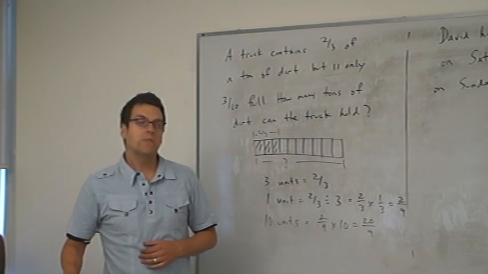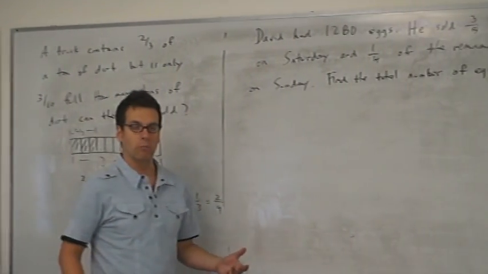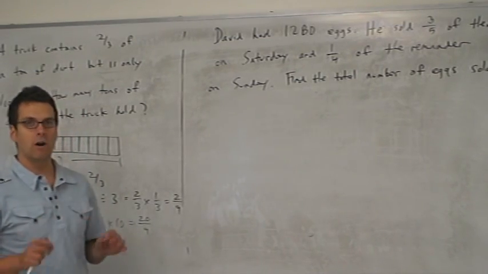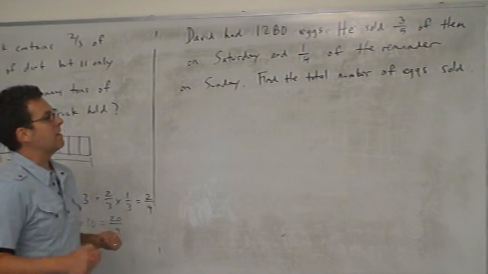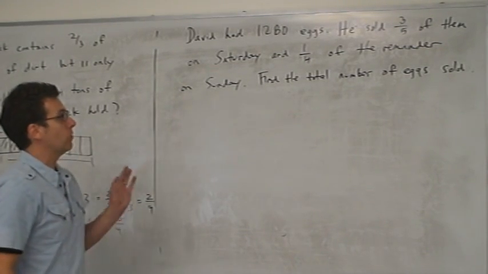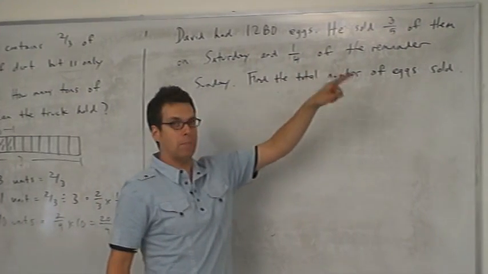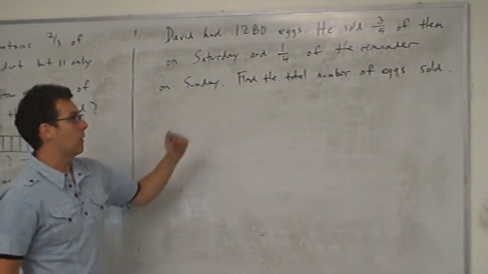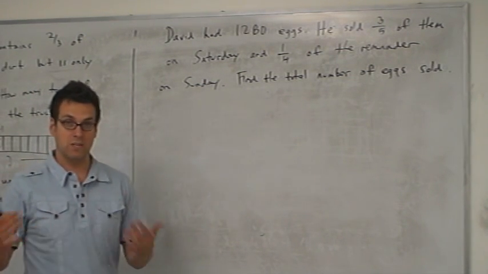Okay, now the next problem we're going to look at is also taken from a 5th grade Singapore book, and it's a little bit different than the problems we've looked at so far, in that it involves remainders. So it's a 2-step problem involving remainders. David had 1,280 eggs. He sold 3/5 of them on Saturday and 1/4 of the remainder on Sunday. Not 1/4 of the total, 1/4 of the remainder. The question is asking for the total number of eggs he sold. Okay? So again, let's just proceed.